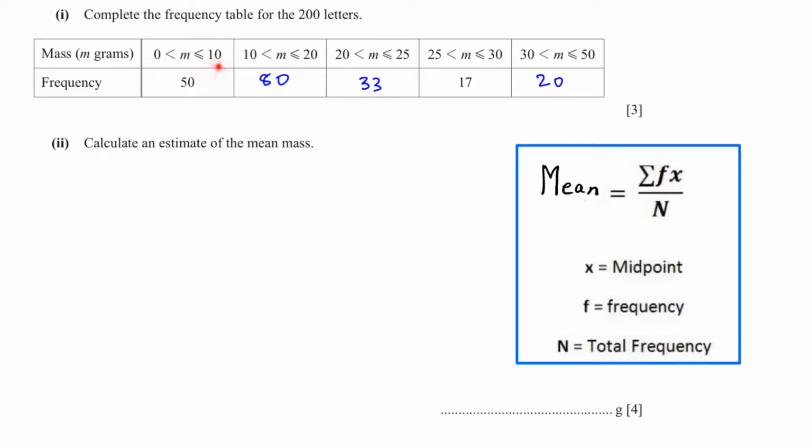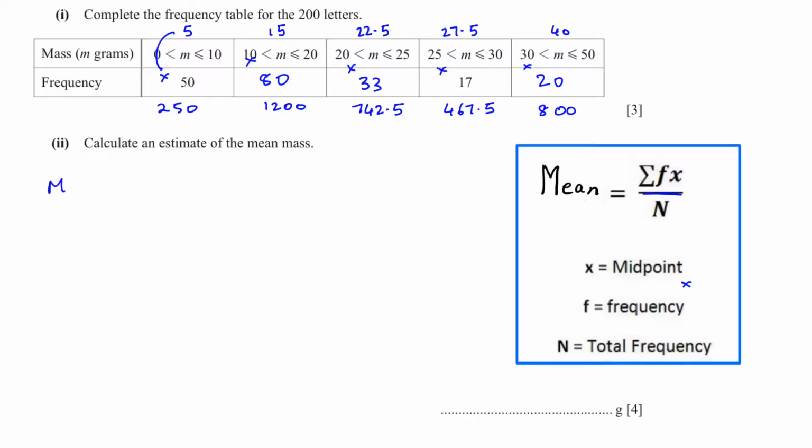So 0 plus 10 divided by 2, 10 plus 20 divided by 2. These are the values that we will get. After that, we will multiply f x, so midpoint multiplied by the frequency. Therefore, 5 multiplied by 50, which is 250. The same we are going to do for each bar. These are the results we will get when we multiply the midpoint of the class width with the frequency.